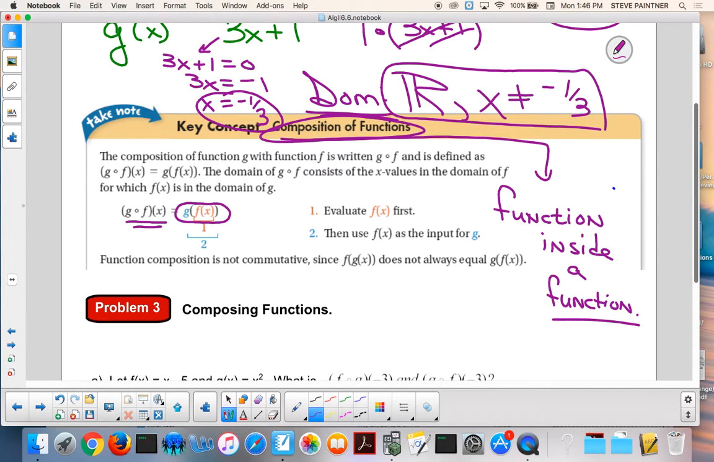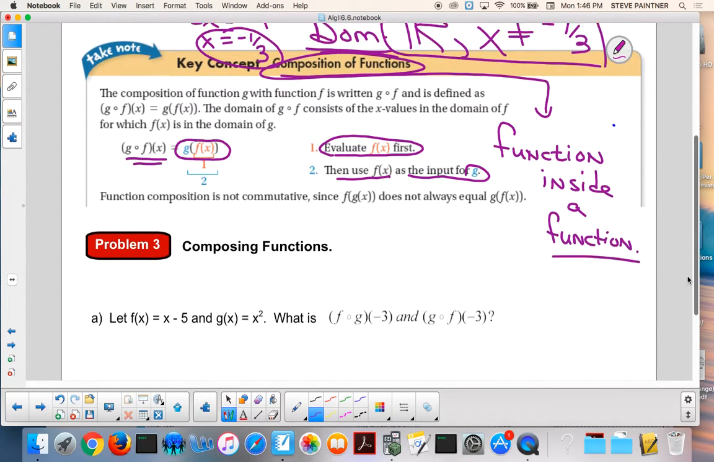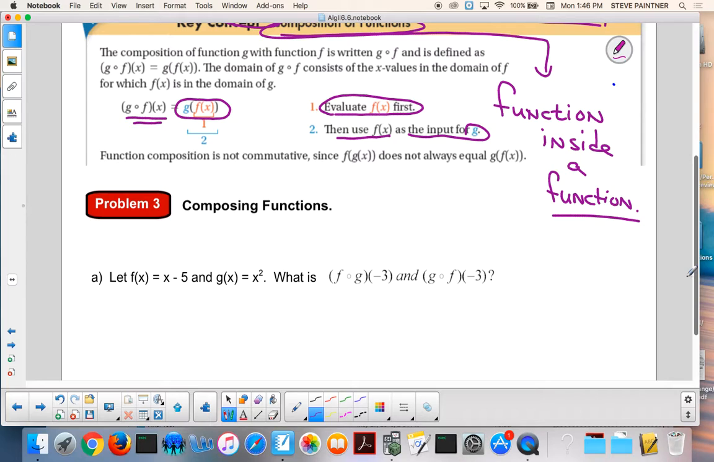And then they have a little 1 and a 2 here. Well, the 1 just means first you evaluate what? The function f of x. First do the f of x, then do the second thing. Use the answer for f of x as the input for g. That's what you do. So this is probably the best information up here. Please look at it as you're doing these problems, okay? All right, first one is right here.